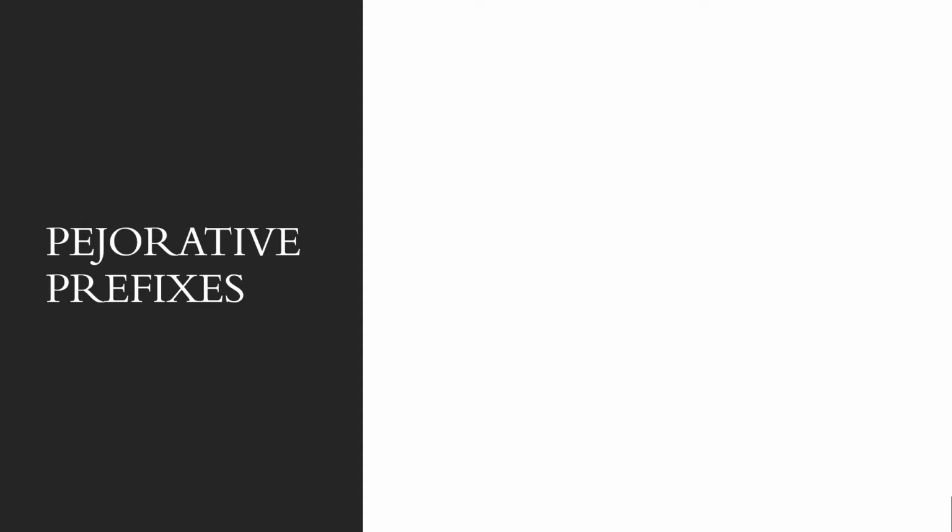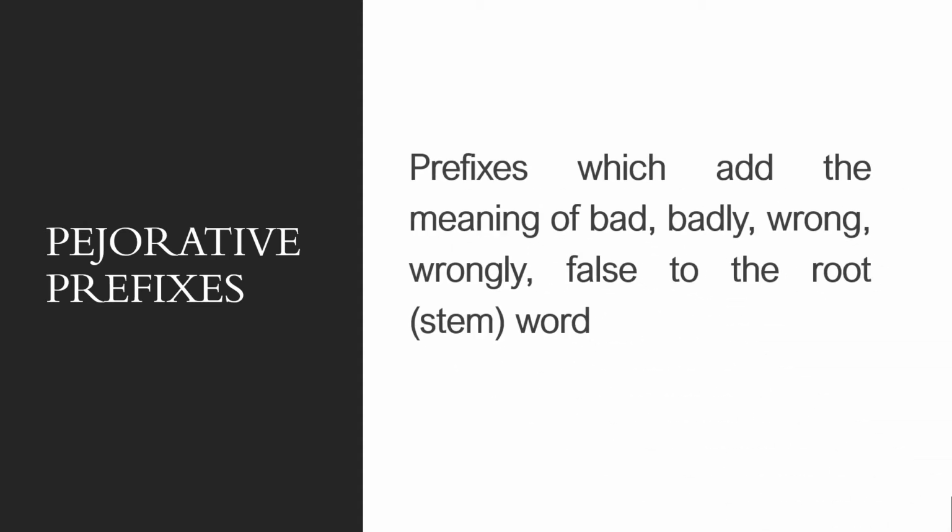Another kind of prefixes are pejorative prefixes. So if we use a pejorative prefix, we are adding a meaning of bad, badly, wrong, wrongly, false to the root word. For example, if we add a prefix of mal to the root word of treat, we will get a new word, maltreat. It means to treat someone badly.